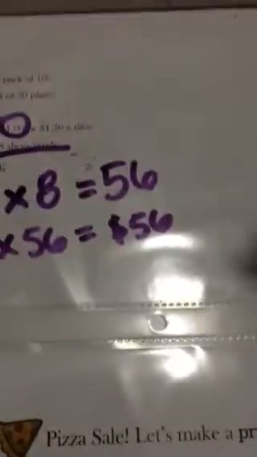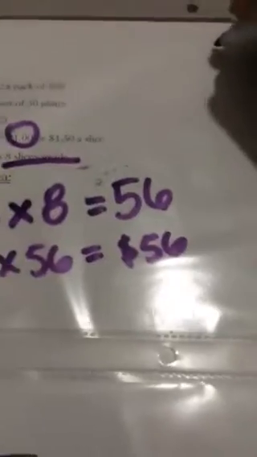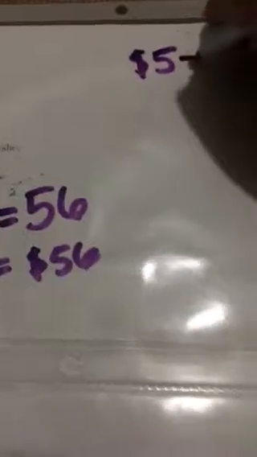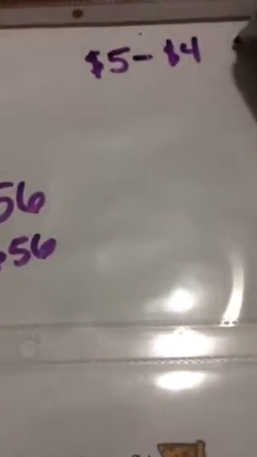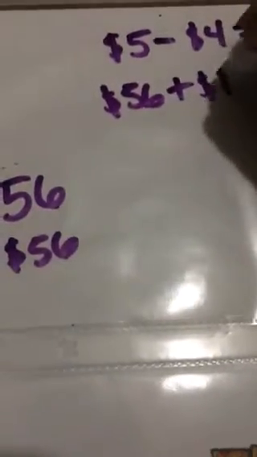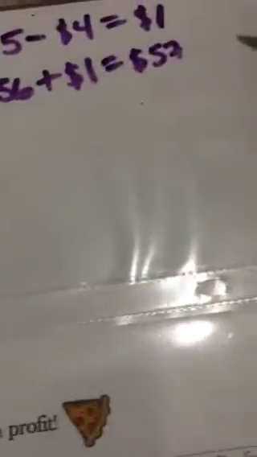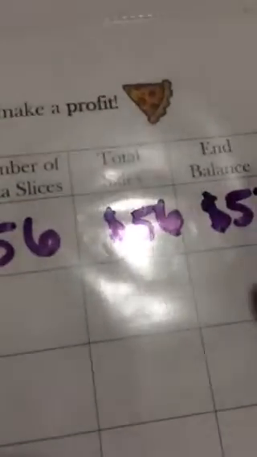Now end balance. The end balance will be calculated by beginning with my starter balance, $5. I know I spent $4 on the plates, so I had $1 left after buying the plates. I sold $56 worth of pizza, plus the $1 that I had left over from buying the plates. I should have $57 in total. So this should be the amount of money I have in hand at the very end of my sale.